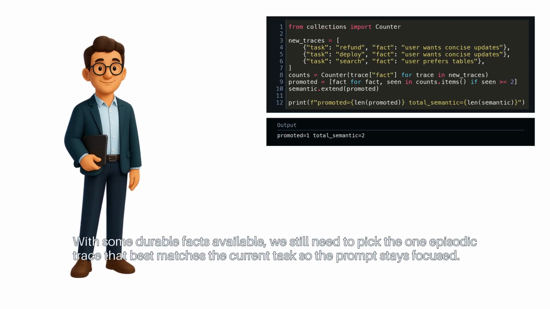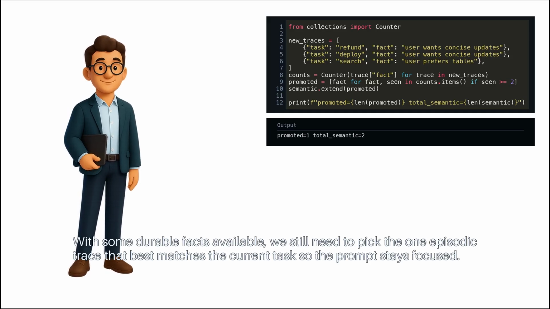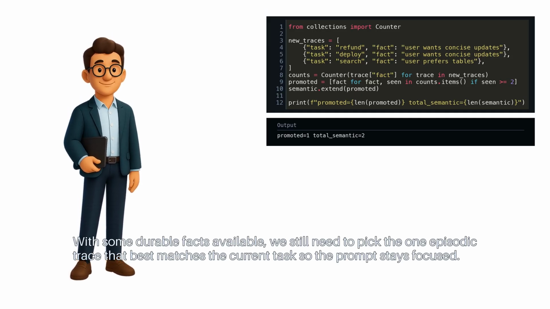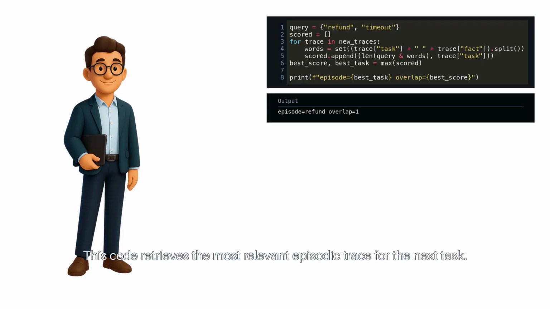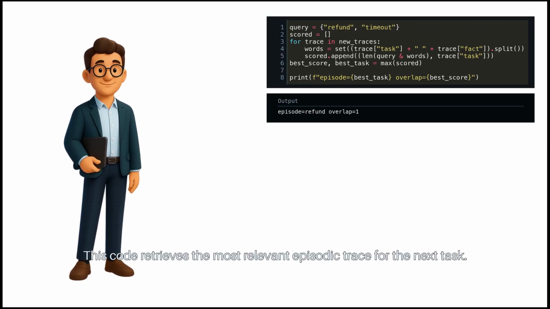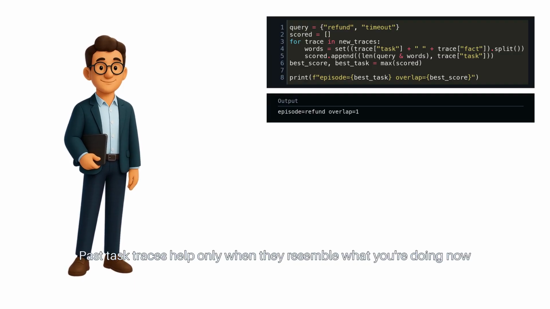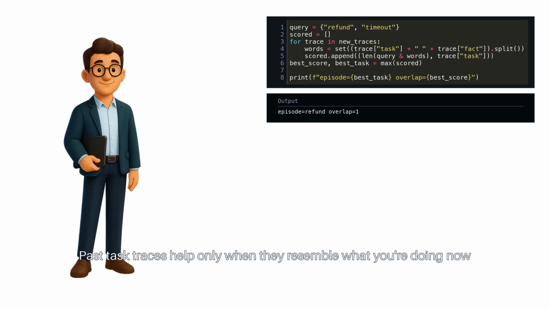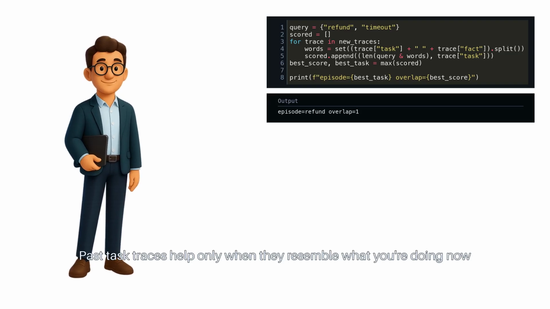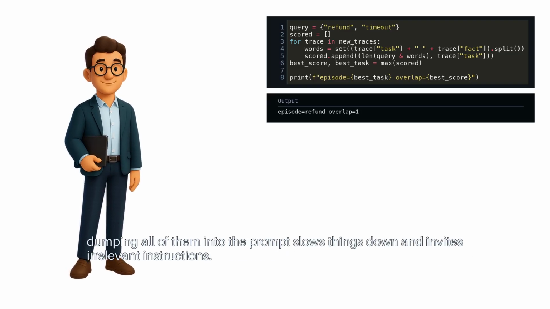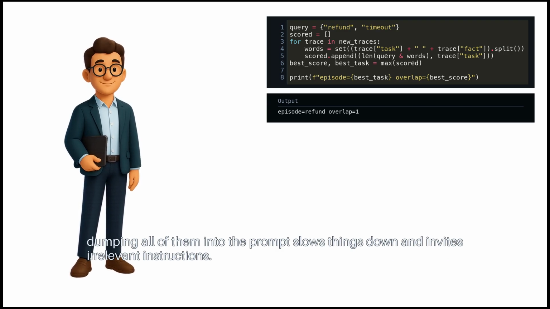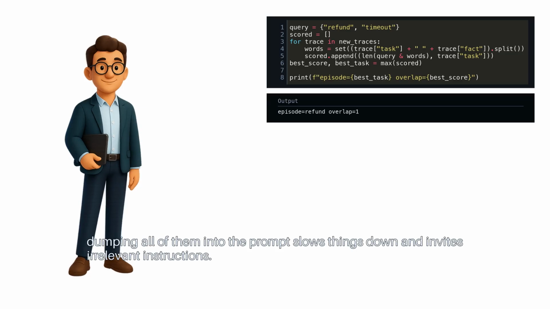With some durable facts available, we still need to pick the one episodic trace that best matches the current task, so the prompt stays focused. This code retrieves the most relevant episodic trace for the next task. Past task traces help only when they resemble what you're doing now. Dumping all of them into the prompt slows things down and invites irrelevant instructions.